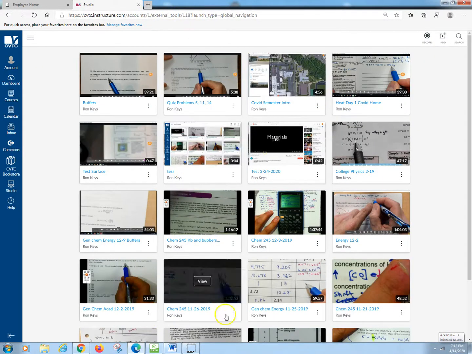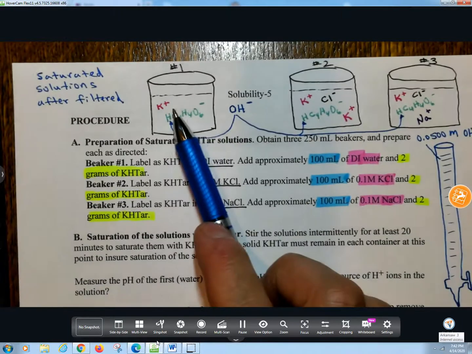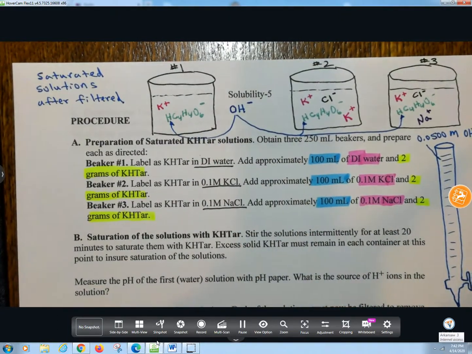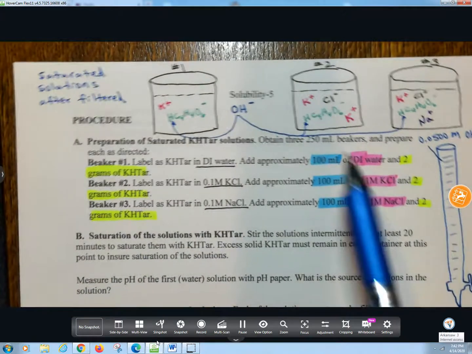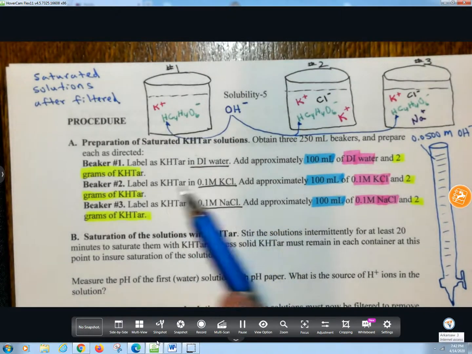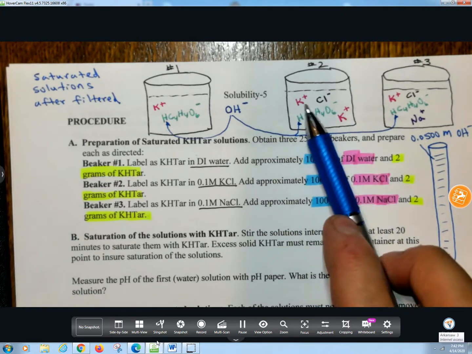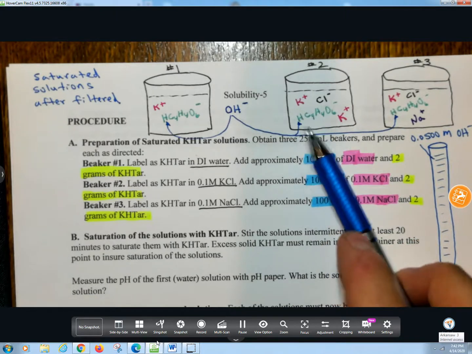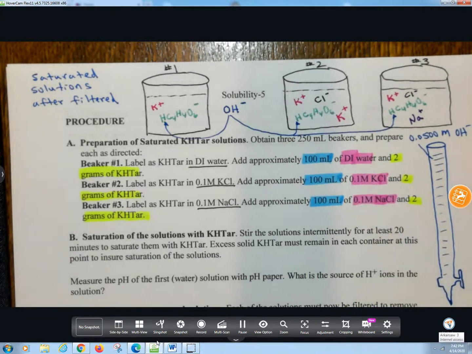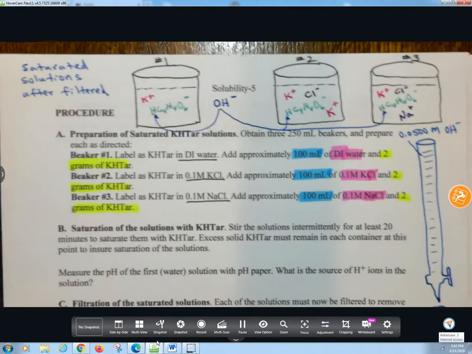Okay, so now these again are my 3 solutions that have been filtered. We're going to do this with just deionized water. Then for this one, we have the common ion. And here, this is my common ion, K+. Here's my original common ion that came from the potassium hydrogen tartrate. And we have Cl-. Again, we're calling these Cl- inert ions. We're trying to keep them the same.